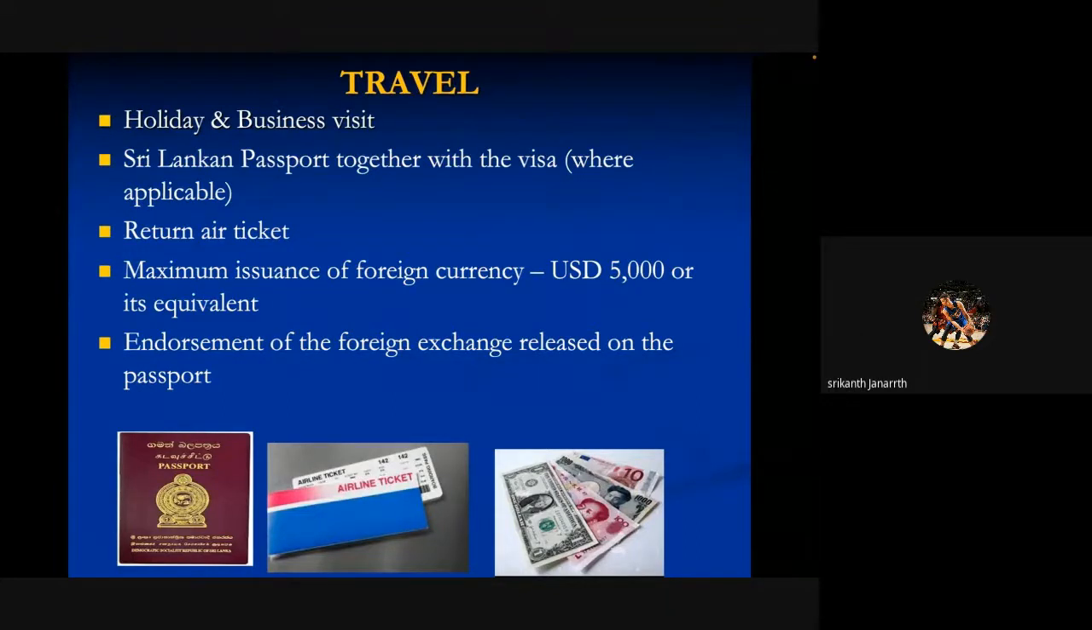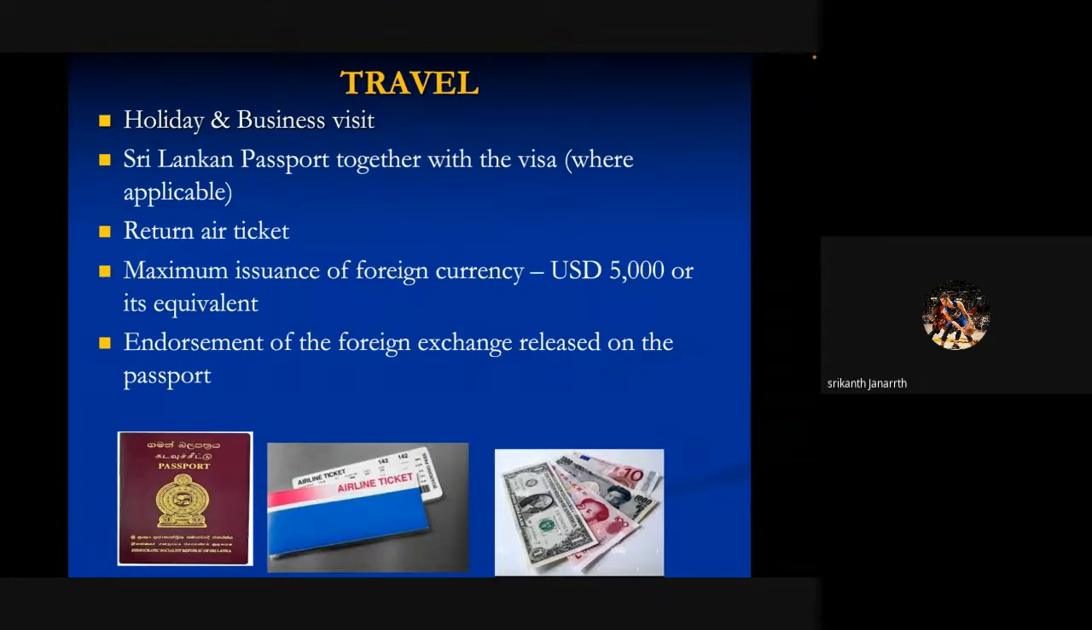And also remember, when the central bank says a maximum issuance of $5,000, it doesn't mean everybody can come and demand, I want $5,000. No, the bank can use their discretion. The bank can use their judgment by looking at the request, whether the 5,000 is really required. So it doesn't mean that because the central bank says maximum 5,000, you have to give it to everybody.